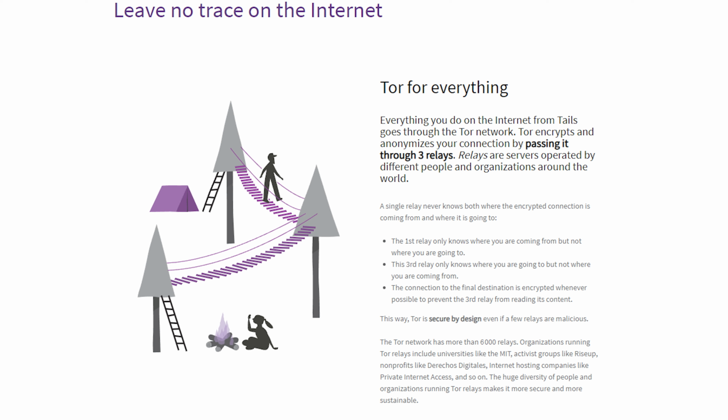The Tor network has more than 6,000 relays. Organizations running Tor relays include universities like the MIT, activist groups like Rise Up, nonprofits like Derechos Digitales, internet hosting companies like Private Internet Access, and so on. The huge diversity of people and organizations running Tor relays makes it more secure and more sustainable.